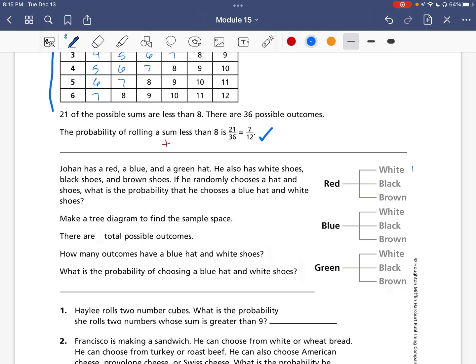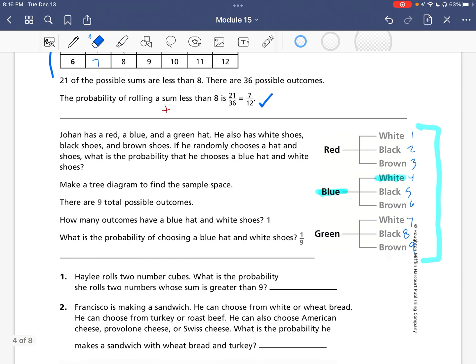So there are 1, 2, 3, 4, 5, 6, 7, 8, 9 possible outcomes. And then how many outcomes will he have a blue hat and white shoes? So out of the 9, one of them will include him having a blue hat and white shoes. And the probability of choosing that combination would be 1/9. So 1 out of the 9 would be the probability.